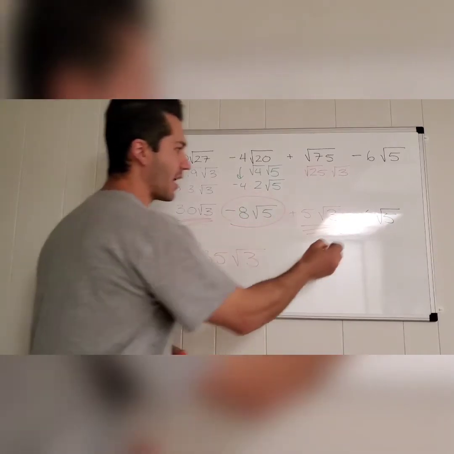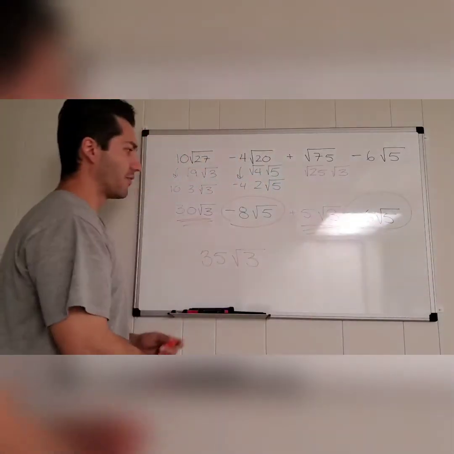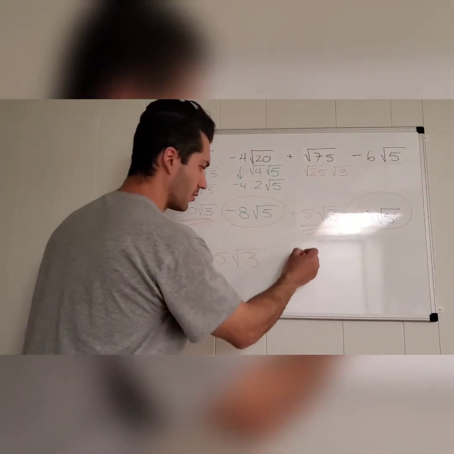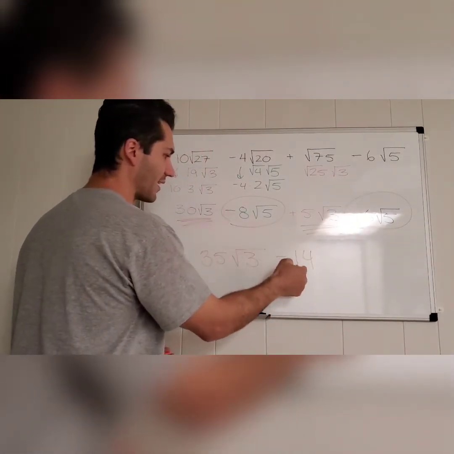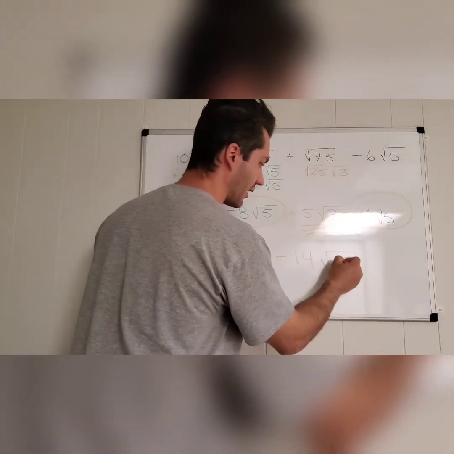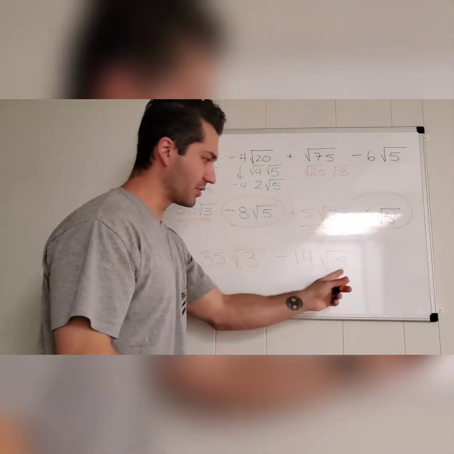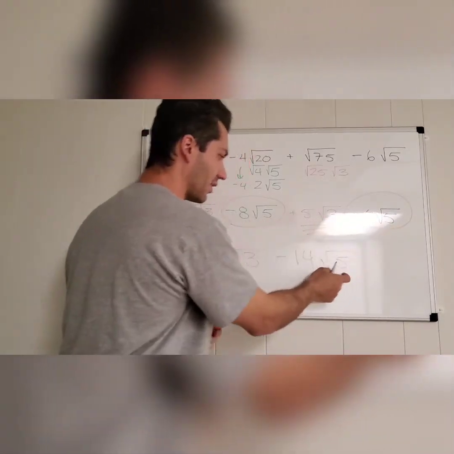Minus 8 radical 5, minus 6 radical 5. Same sign. When you have the same sign, you add, keep the sign. That's a negative 14, and that's going to stay radical 5. Once again, like terms. They're alike, so is the answer. Like terms, everything stays alike.